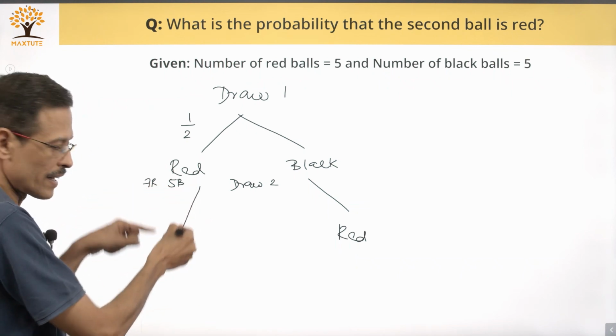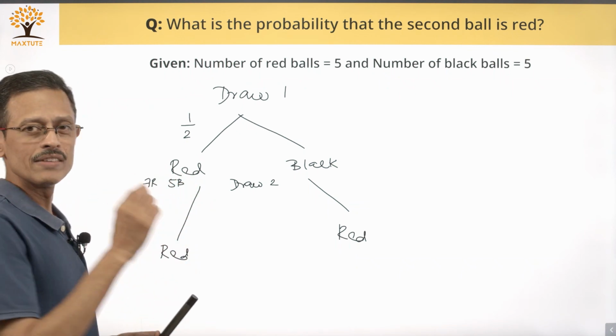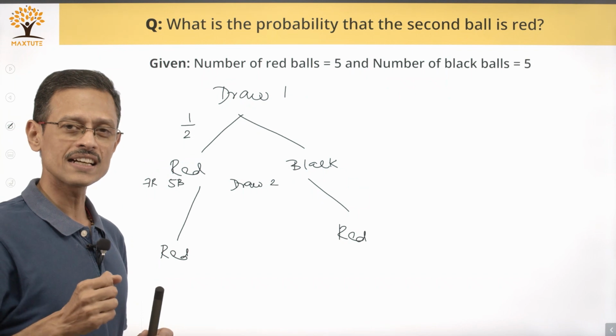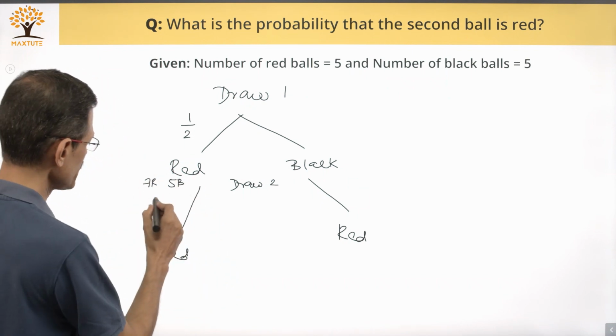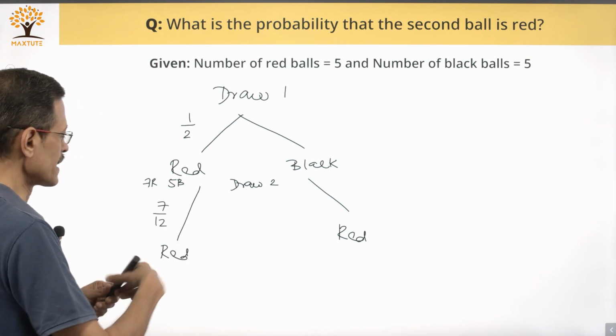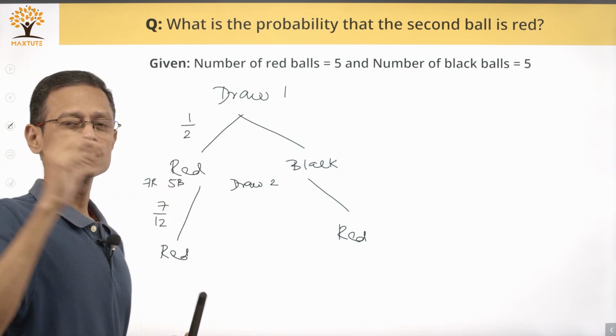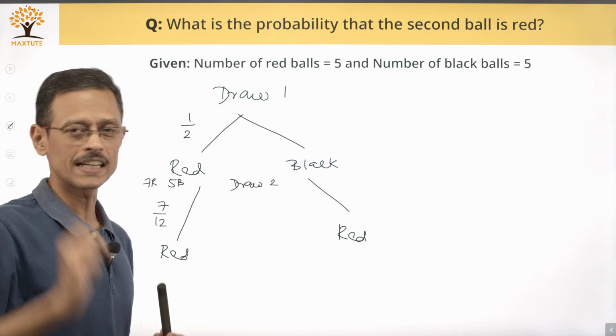Now the second one, now we're going to draw. How many balls are there in the urn? We have 12 balls in the urn. How many of these are red? 7. So the probability that the second ball is a red now is going to be 7 upon 12, provided the first ball ended up being a red ball.